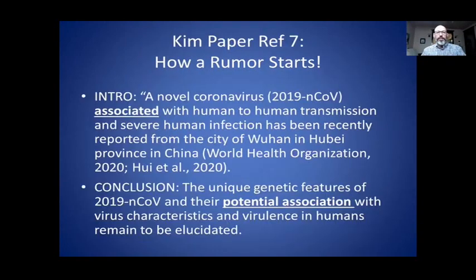So I went and looked at that article, and interestingly, it doesn't say anything about causation anywhere. In the introduction, it says that a novel coronavirus is associated with human-to-human transmission and severe human infection. So once again, association is not causation. And in its conclusion, it talks about the genetic features of the virus and their potential association with virus characteristics and virulence in humans remain to be elucidated. So in other words, there's some kind of association. We need more research. We haven't proven anything.